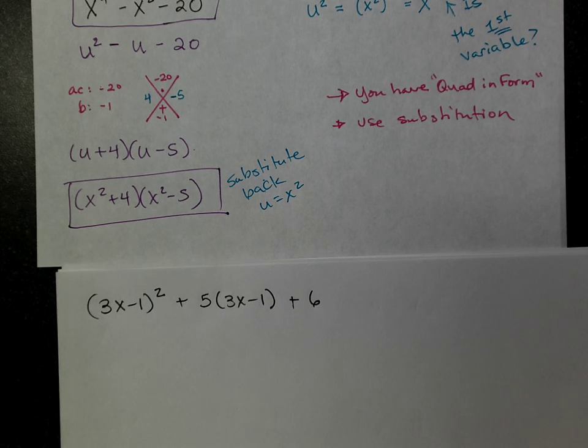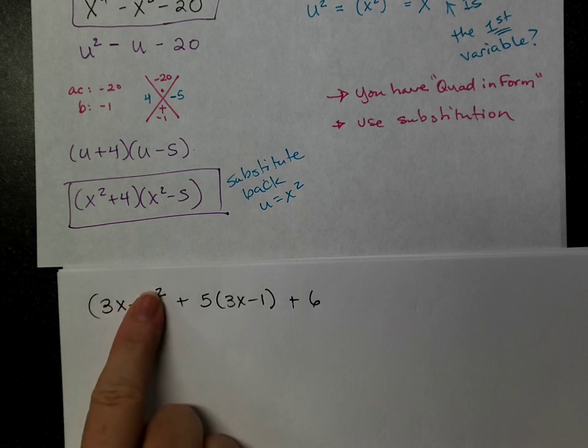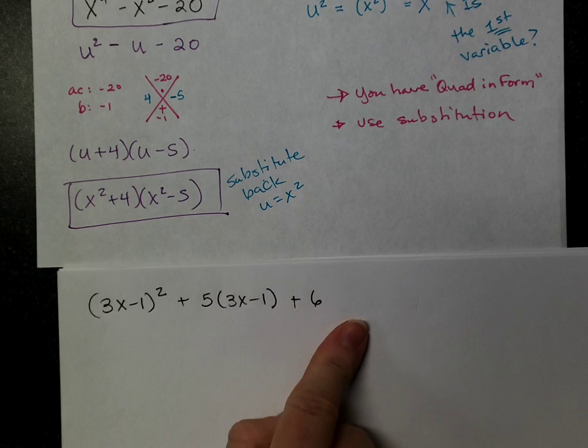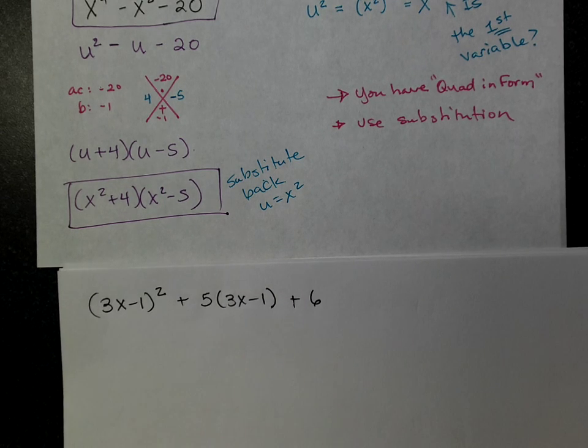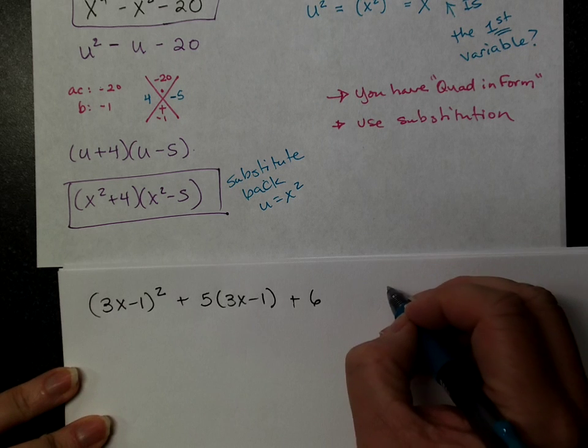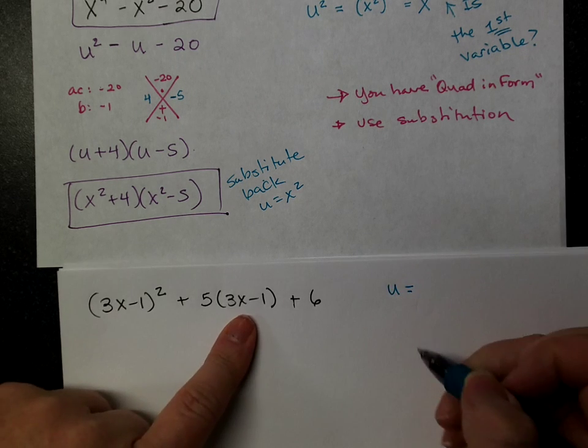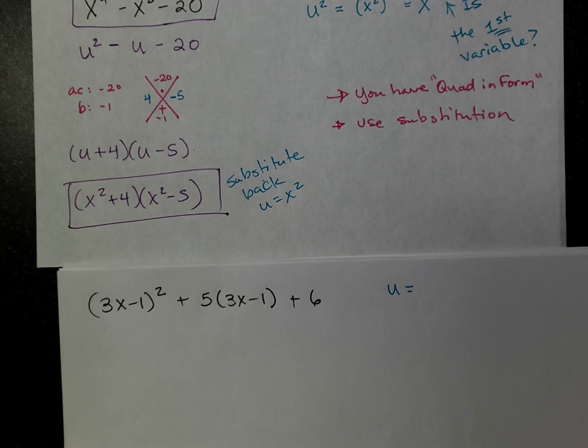But remember, anything that's locked up in parentheses, that's a quantity. It moves together. This is a quantity squared plus 5 quantity plus 6. But that's messy to look at and factor. Okay? So, let's see if our u substitution works. We got u equals our middle variable. What is our middle variable?